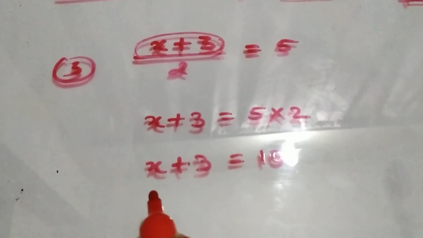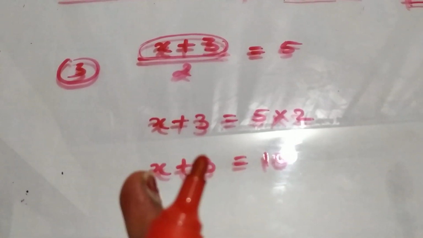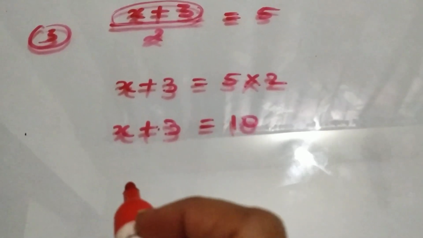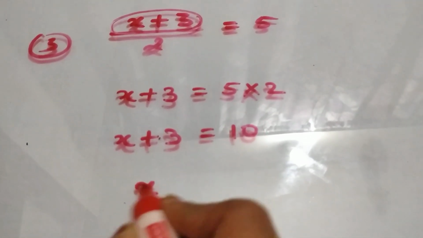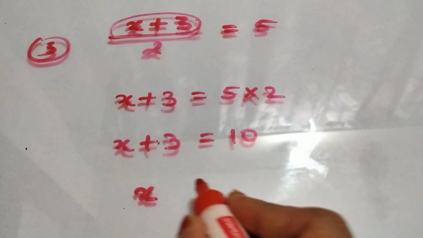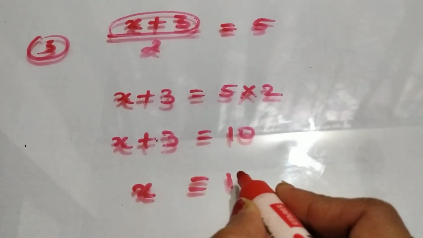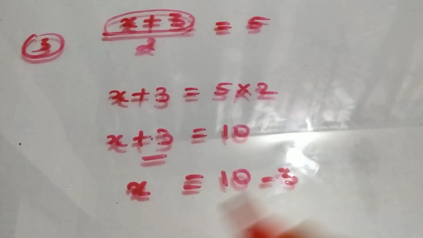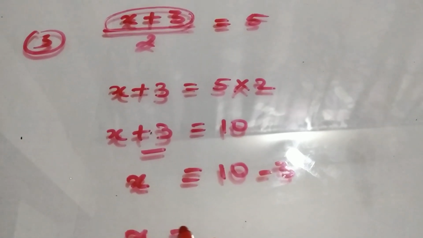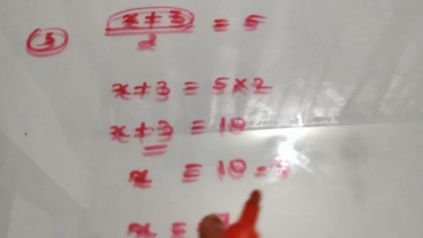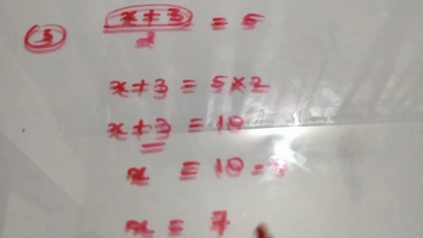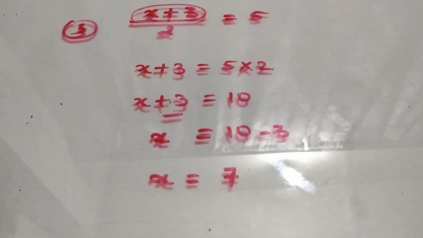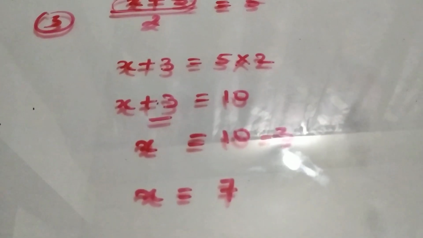Now to solve a linear equation we have to leave only the variable on one side. Here x plus 3, so for x, we take 3 to the opposite side. 3 is in plus form, so it will become minus. X is equal to 10 minus 3, that is 7. That is your answer. In this manner you can solve your linear equation.